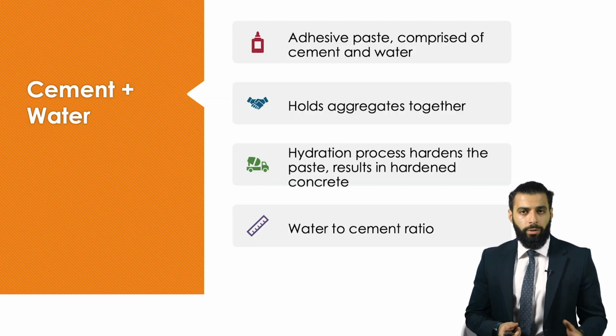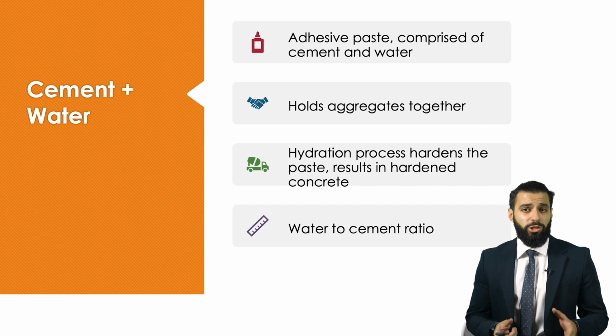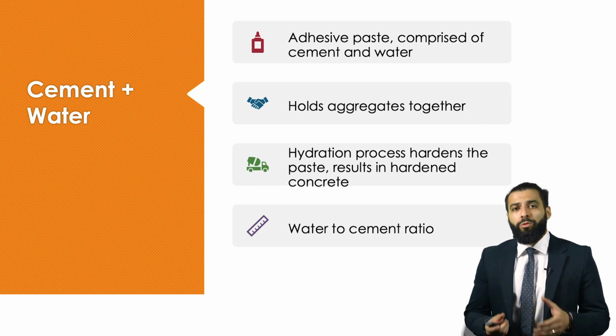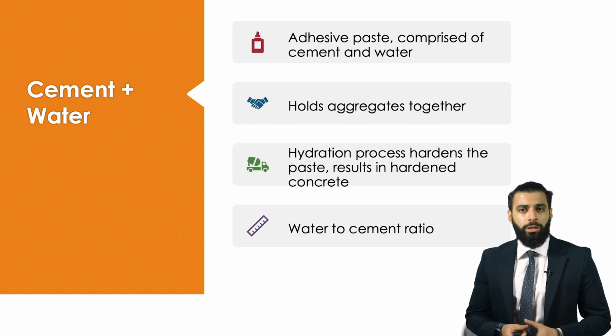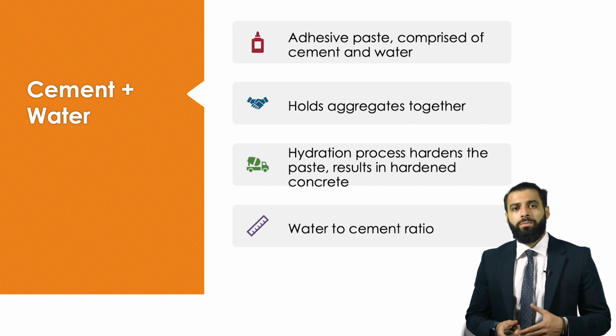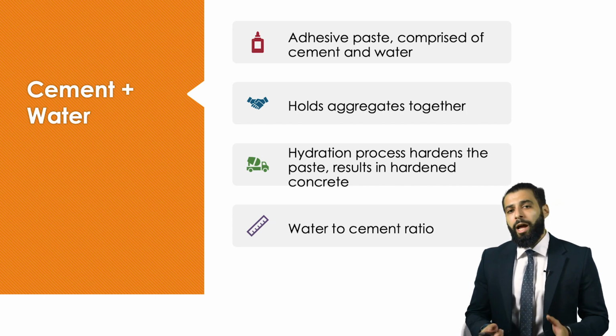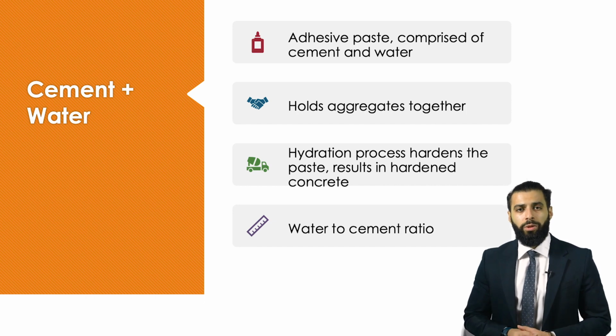When you mix the cement with water, that's what gives you your adhesive paste in concrete. And that adhesive paste holds together the aggregates. Now, through the process of hydration, which is a chemical reaction, the concrete itself becomes hard. And to control this hydration process, we look at the water to cement ratio, and that is the mass of water to the mass of cement. And depending on our applications, we can play around with this parameter a bit, as I will be discussing with you in a separate video.